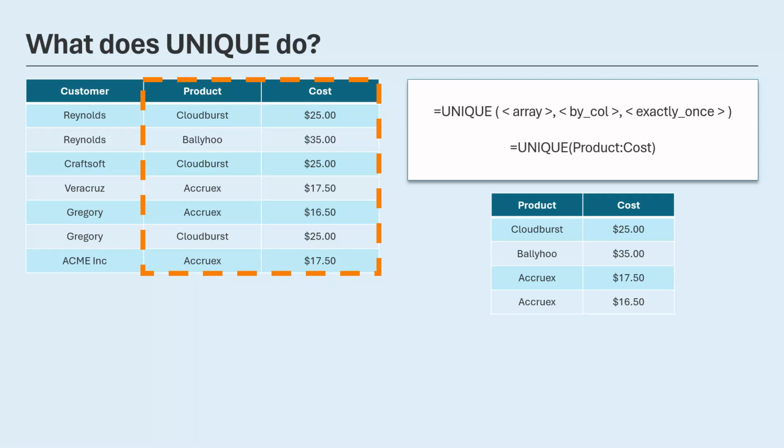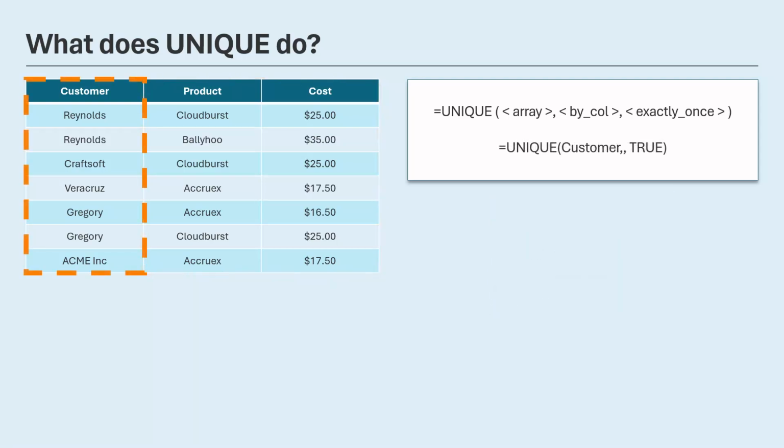If there is anything where you want to see only those entries that don't have duplicates at all, then we can use true in that third argument and say, please, if there are duplicated entries, leave those out. So here what we have left when we look at the customer column is that Kraftsoft, Veracruz, and Acme Incorporated were in the customer list exactly one time. Reynolds and Gregory were in there twice, and so they were removed altogether. You could see a scenario where you might want to grab just the entries that don't have any duplicates so that you can deal with the duplicates separately.